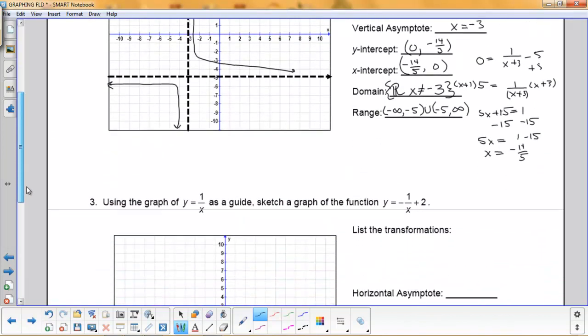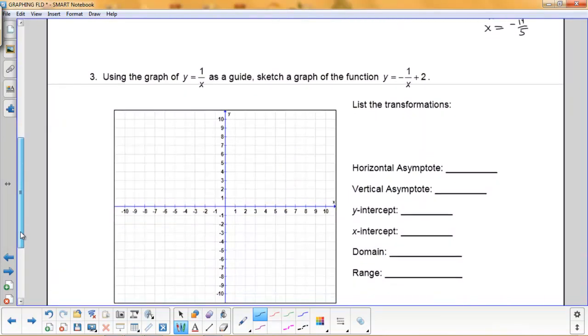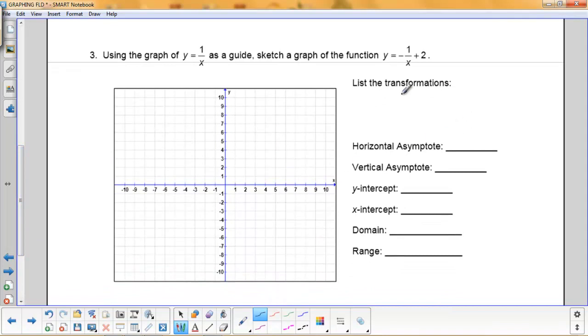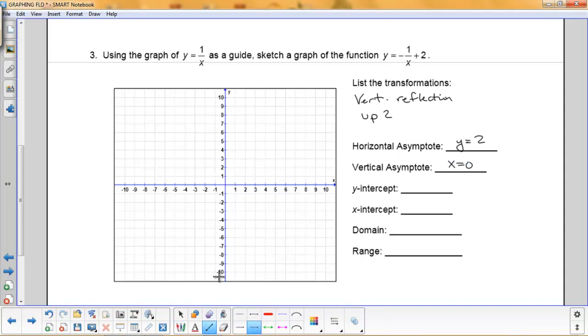All right, let's try another example. In this particular case, we've got two transformations once again. We've got a vertical reflection and we moved up 2. All right, the horizontal asymptote is going to be y equals 2 because of the movement. The vertical asymptote is x equals 0 because there is no movement. I'll go ahead and start there. Vertical line at 0 and horizontal line at 2.